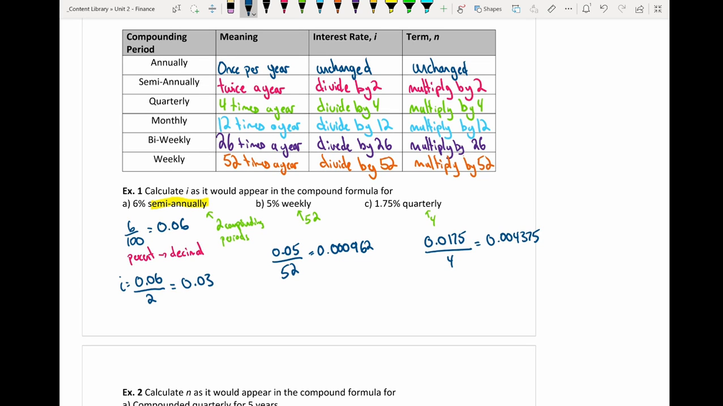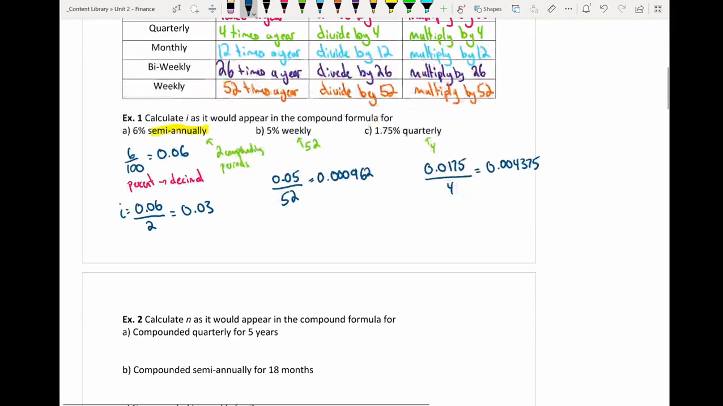Now, there are a lot of decimal places. I would say try to keep at least 3 values beyond the zeros. So for this last one here, you could round that to 0.00438 if you wanted to. If you round too early, then it may change your answer by a bit. So try to keep as many decimal places as you can.